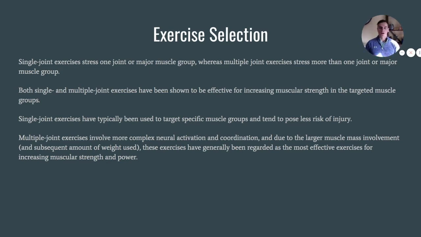And obviously multiple joint exercises, because of that larger muscle mass involvement, you get more of a hormonal response, which is why they're generally more effective when it comes to increasing strength. And then for multiple joint exercises, you tend to be able to use more load. So obviously the load you could perform on a back squat versus the load you could perform on, say, a single leg or even just a double leg seated leg extension is very, very different.